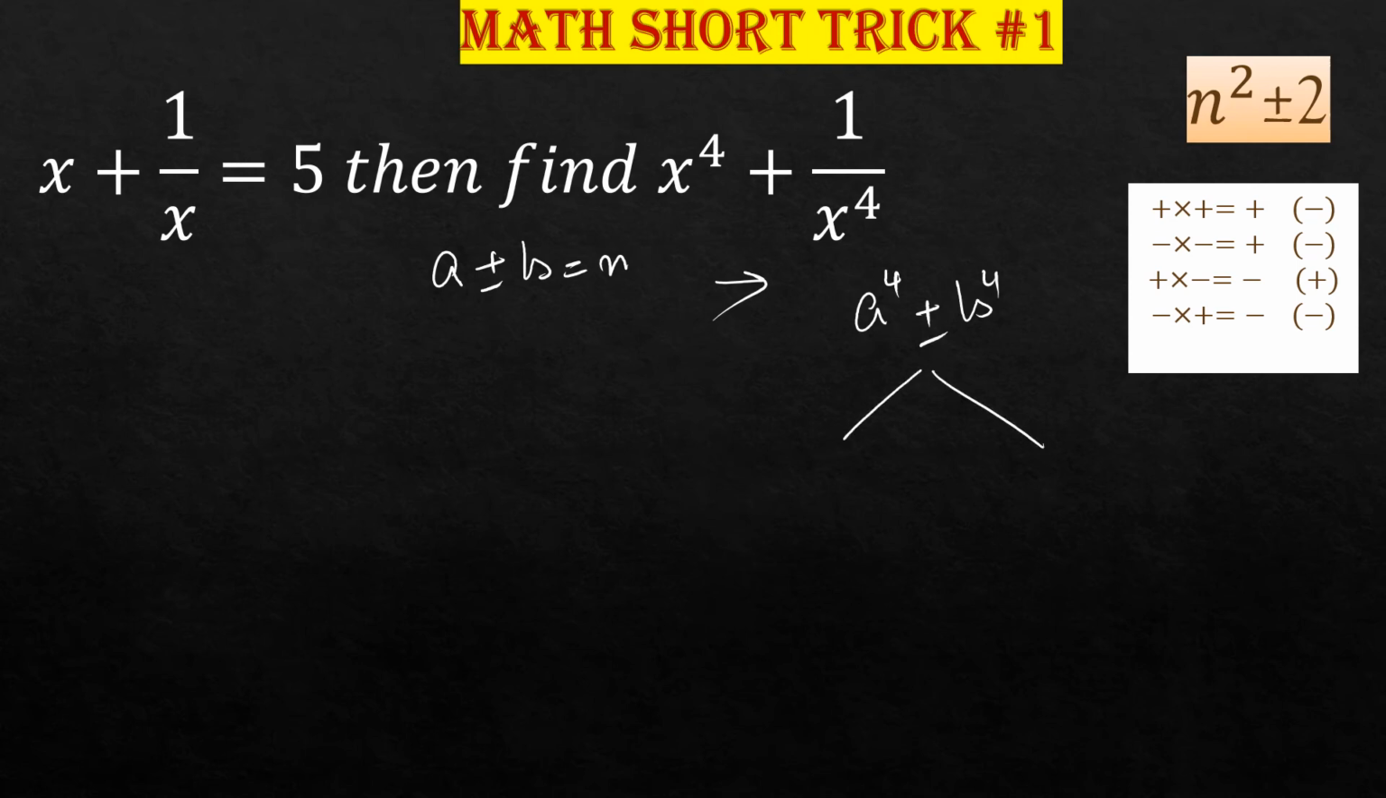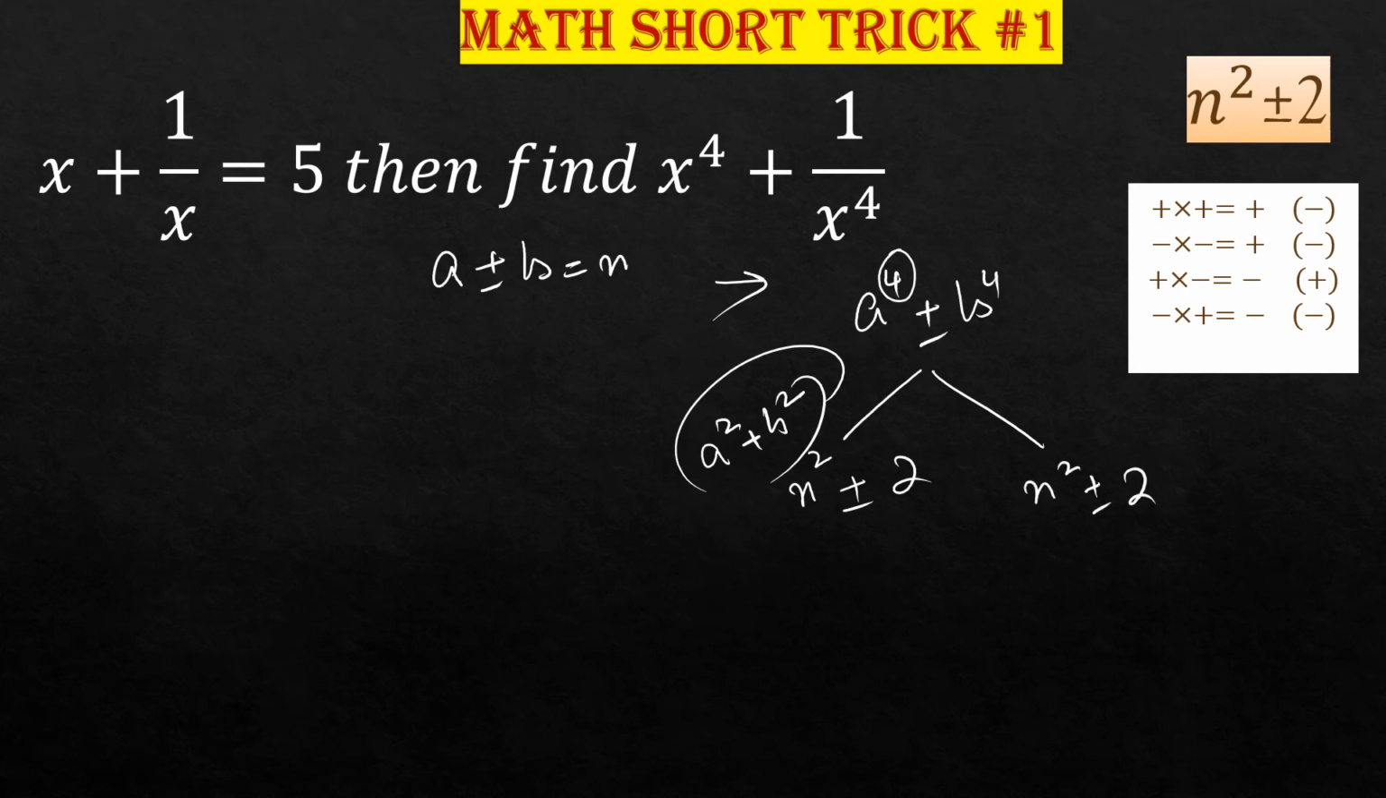Remember, for such cases when the power is 4, always divide them into two parts. So the first part, you know that in order to find a squared plus or minus b squared, we use the formula n squared plus minus 2. So you segregate n squared plus minus 2 in two parts. But finding the n is different in this part. So let's try to solve such kind of questions.